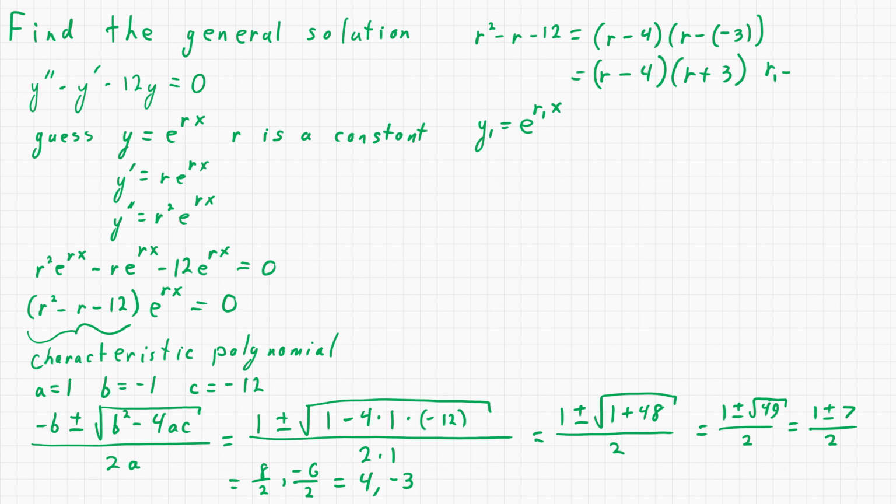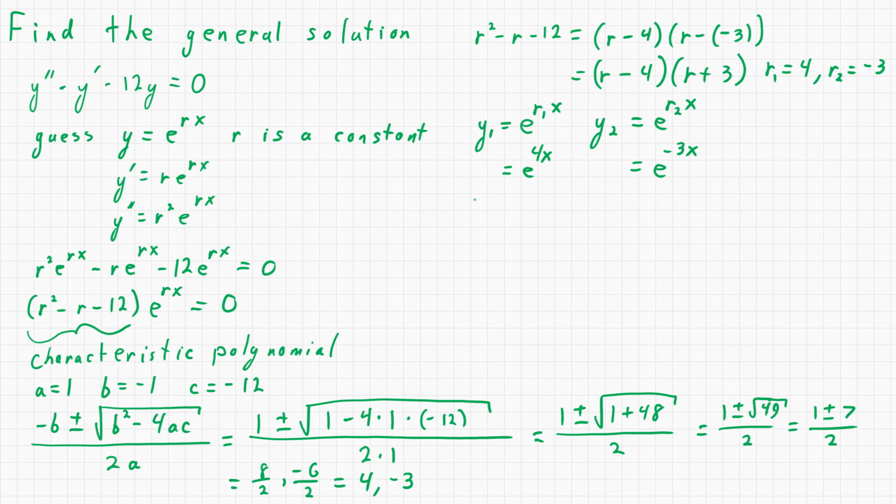All right, so then our roots, we have y1 equals e to the r1x. Here I'll say r1 is the positive 4, and r2 is the negative 3. And then we have y2 equals e to the r2x. So those end up being e to the 4x, and e to the negative 3x. Really quickly, let's just go ahead and plug those in and see why they work.